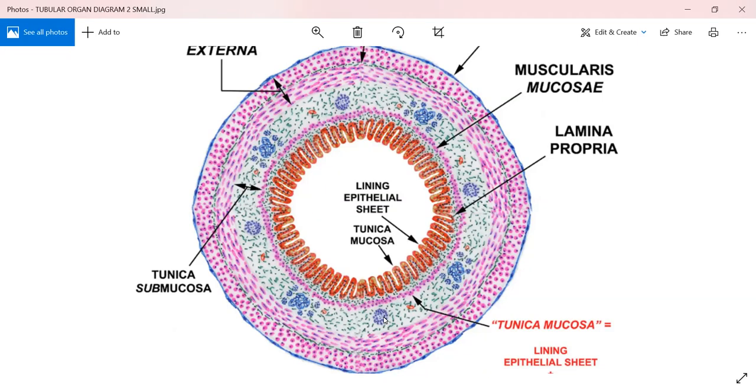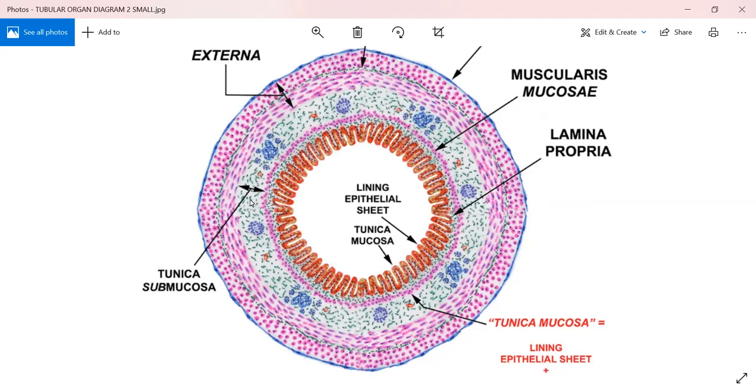In the major parts of our digestive tract, we have solitary lymphatic follicles, which are alone, and in the ileum, which is the last part of our small intestine, we have aggregated lymphatic follicles, which we call Peyer's patches. After tunica submucosa, which is the second layer, we have our third layer.